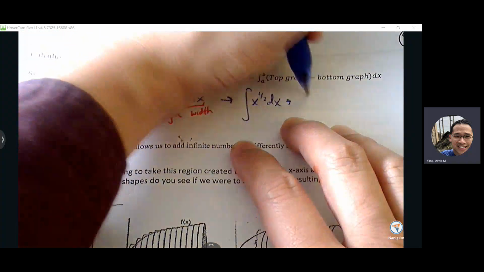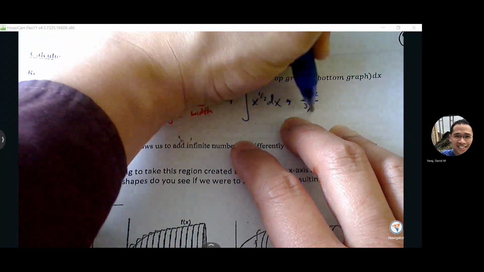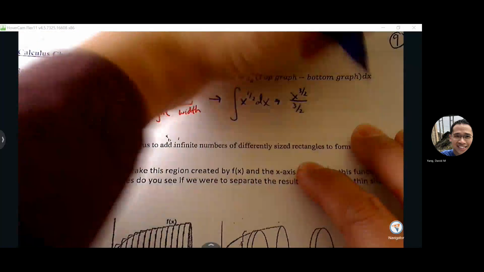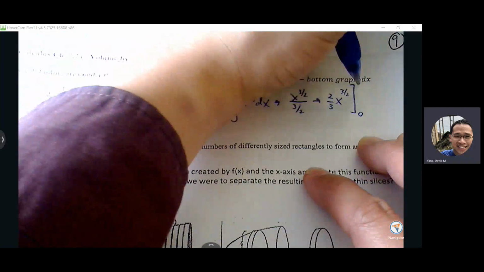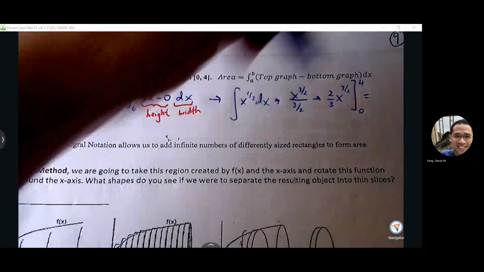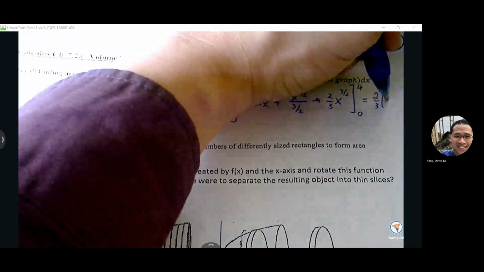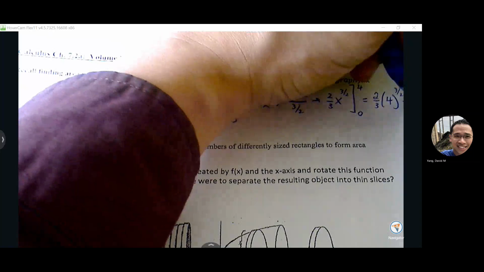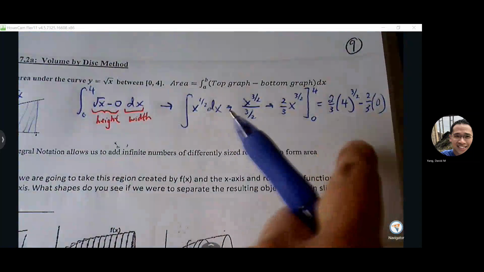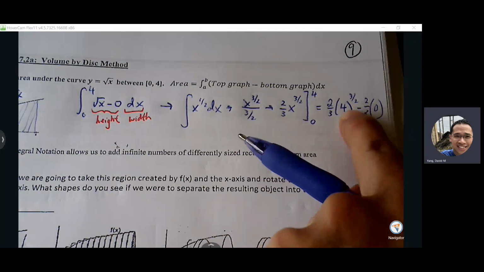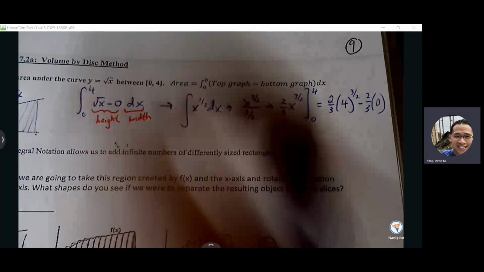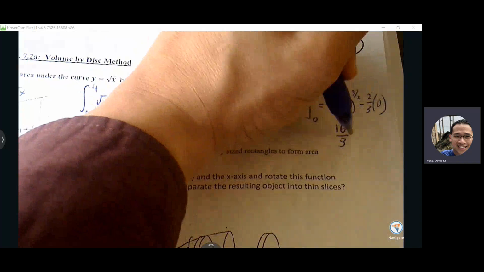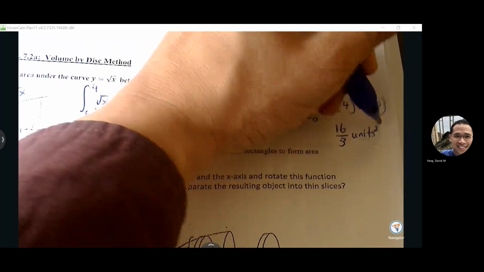we go through power rule. Evaluate our bounds from 0 to 4. Okay, 4 to the 2/3. That's the same thing as square root of 4. The 2 is basically taking the square root. So square root of 4 is 2. 2 cubed is 8. 8 times 2/3 is 16/3. And this is an area calculation, so it's unit squared.